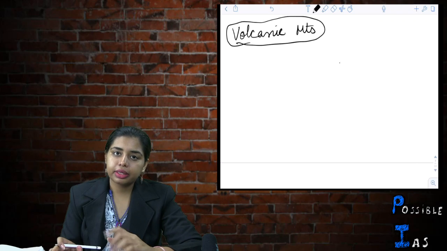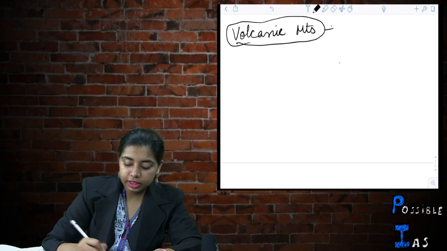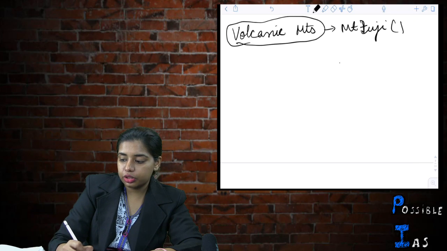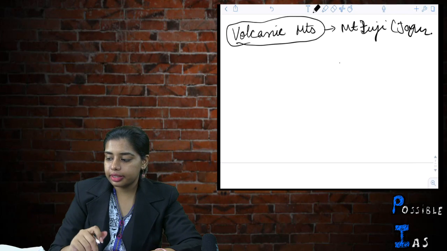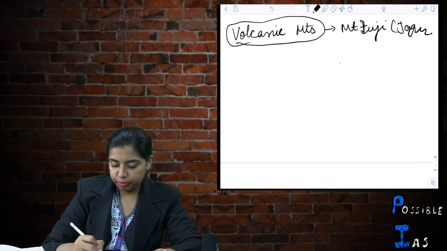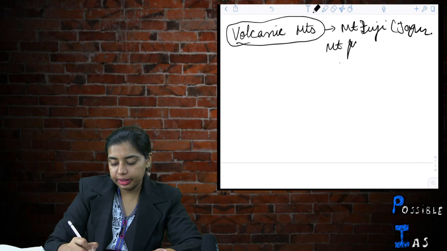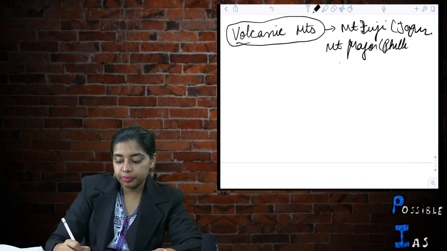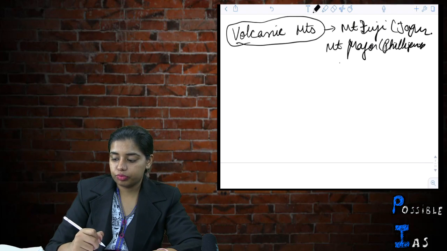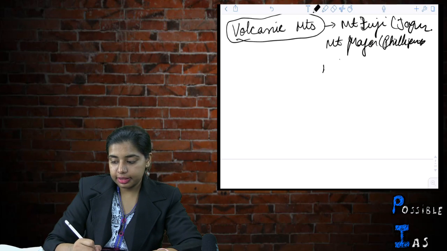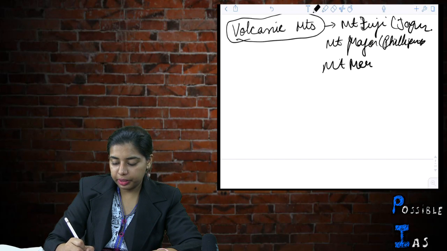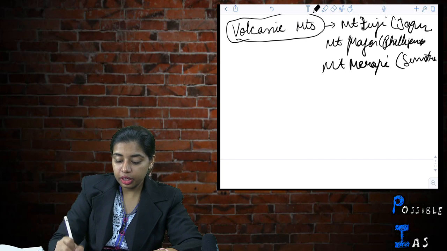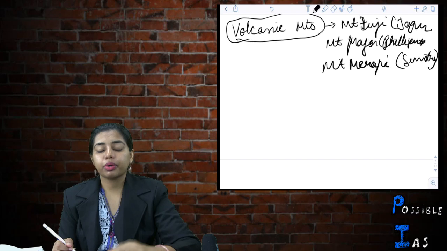There are typical single mountains which are present. The first example is the most common one, Mount Fuji in Japan. Then there is Mount Mayon which is in the Philippines. And the last one is Mount Merapi which is in Sumatra. Volcanic mountains are formed because of volcanism.